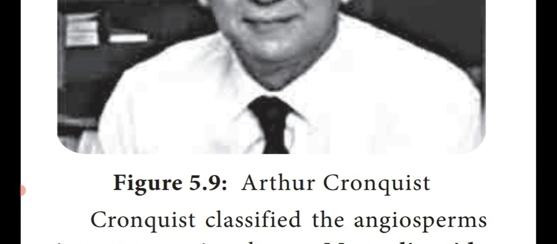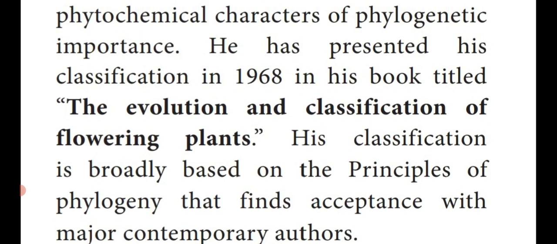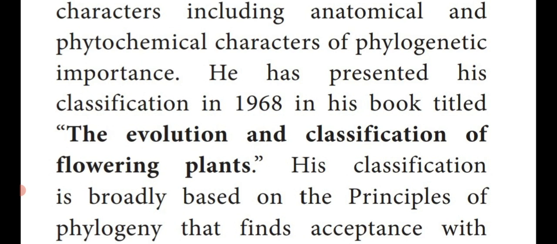Dear students, see the photographic picture of the scientist, Arthur Cronquist. He has proposed the second type of phylogenetic system of classification. In this classification, he has taken characters from anatomical characters, phytochemical characters, that means the chemical nature of the plants, and he has also given importance to the evolutionary sequence, that is, phylogenetic characters.